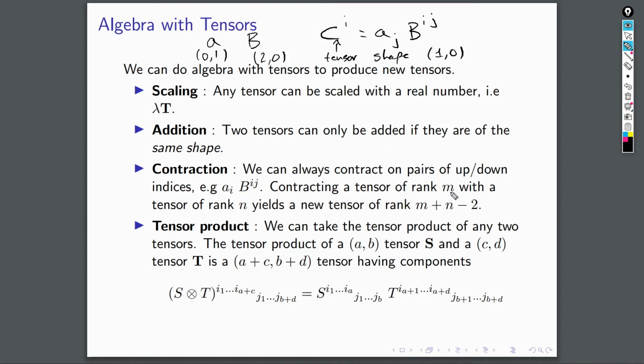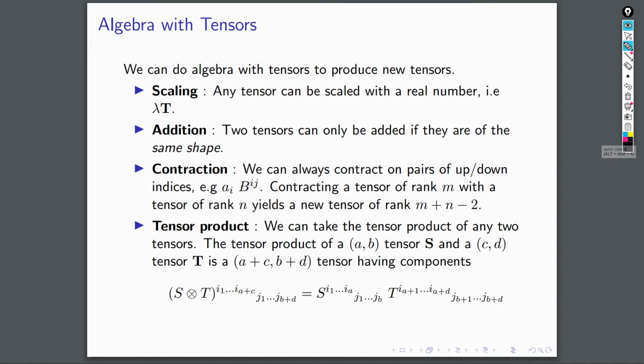Okay, so contracting a tensor of rank M with a tensor of rank N yields a new tensor of rank M plus N minus 2. So in our case, we had this as 1, and we had this as 2. So 1 plus 2 minus 2 equals 1, which is the same as the rank here.